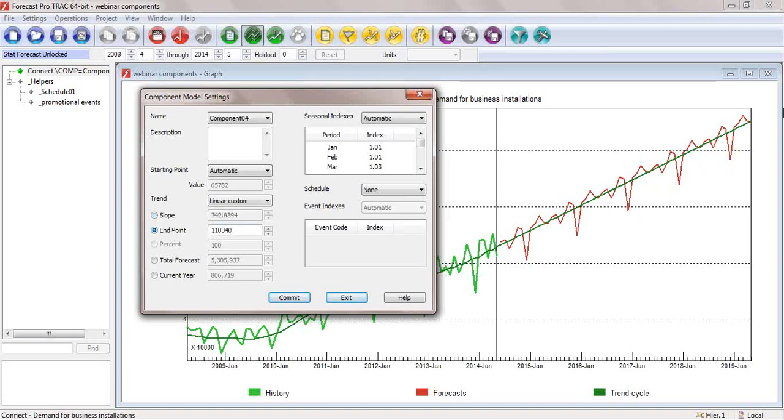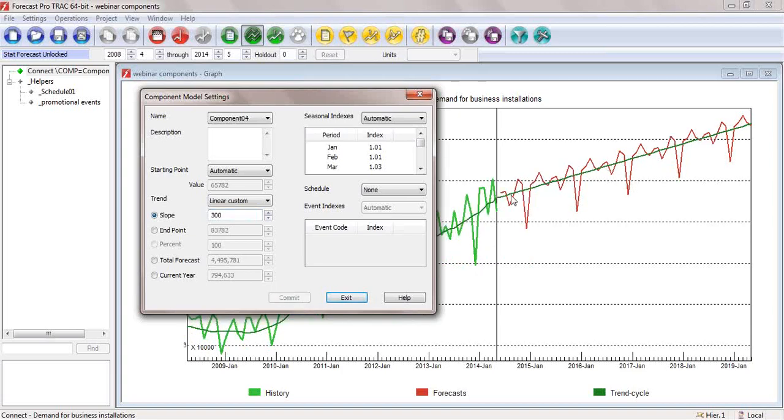We could change the ending point. So we could pull down, for instance, this final value of the trend to something lower. We could change the slope of the trend, which is currently 742 units a month. We could look at the total forecast, which is 5.3 million, and change that and adjust the trend accordingly. I'm going to change the slope. So instead of 742 units per month, let's do 300. And what you can see is that the trend changed.